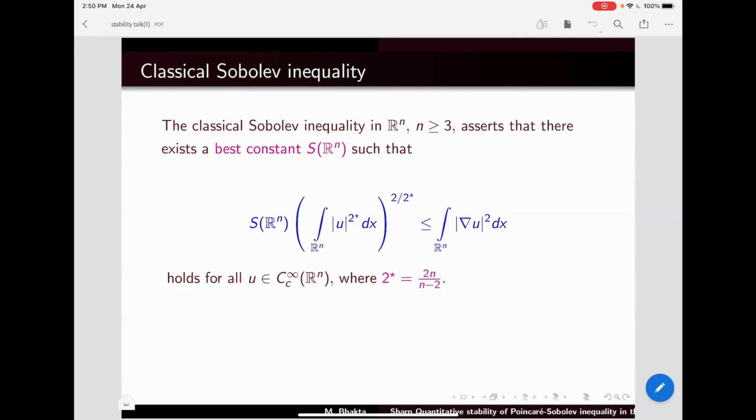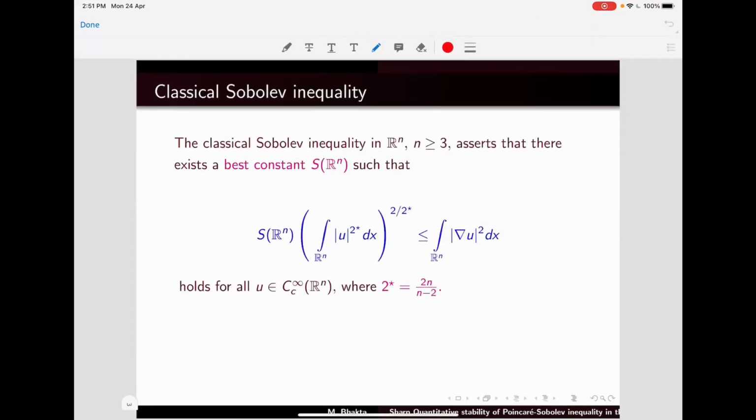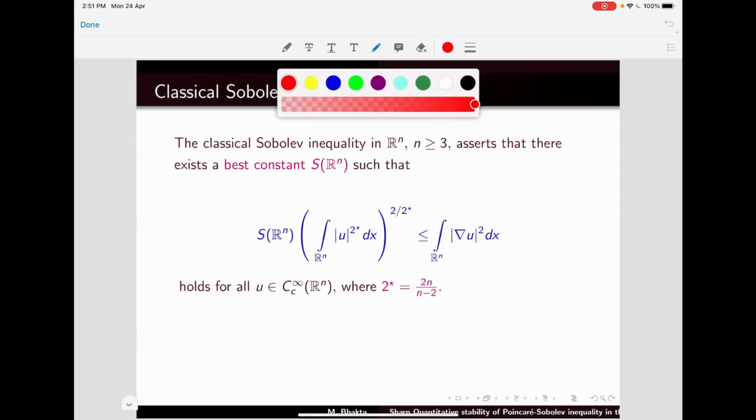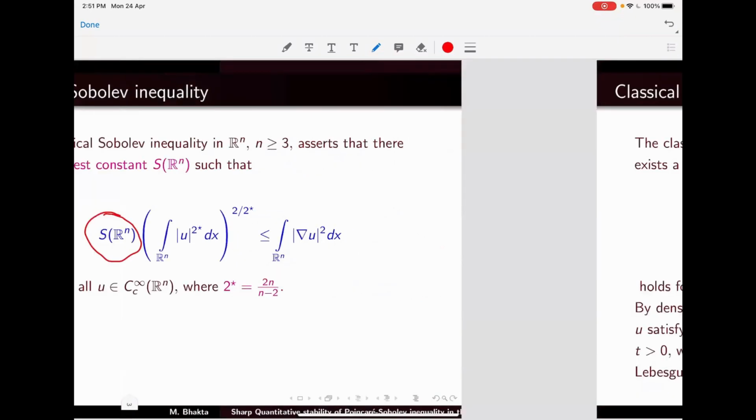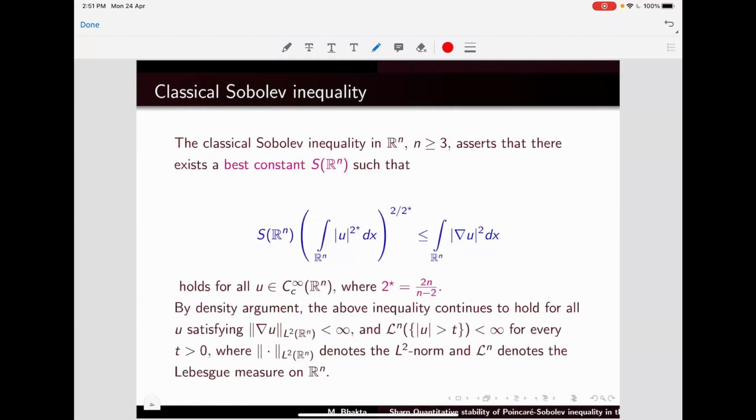What's special here is this constant S of Rn. This constant just depends on the dimension, on Rn. So it doesn't vary with the function. And now, using the density result, this classical Sobolev inequality holds for all D12 functions.